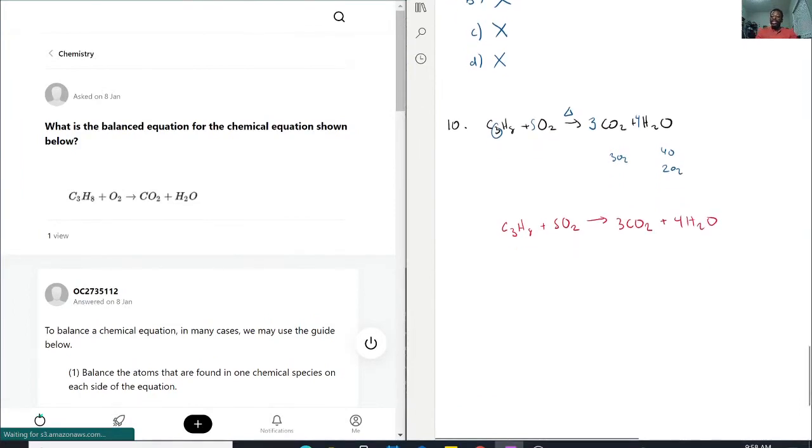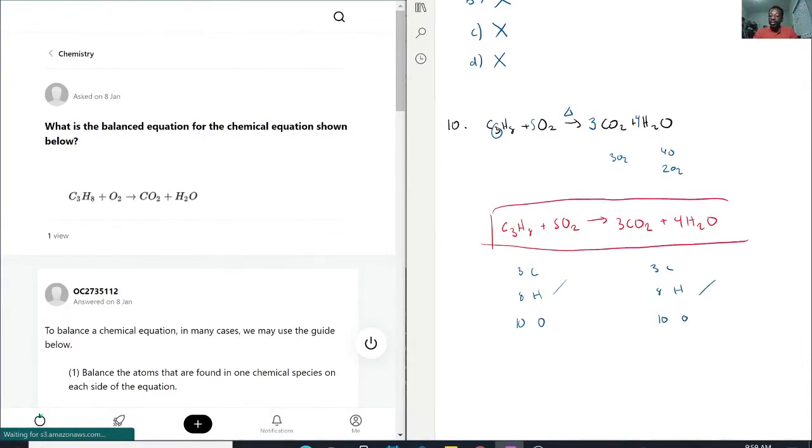And now we can double check and list out the atoms under it. We do indeed have 3C, 3C. We do indeed have 8H, 8H here. And now for the oxygen, 5 O2 should be 10 O. And on the right, we have 3 times O2, so that's 6, and 4 plus 6, that's 10. So there's 10 O indeed. So this is perfectly balanced for this combustion reaction.